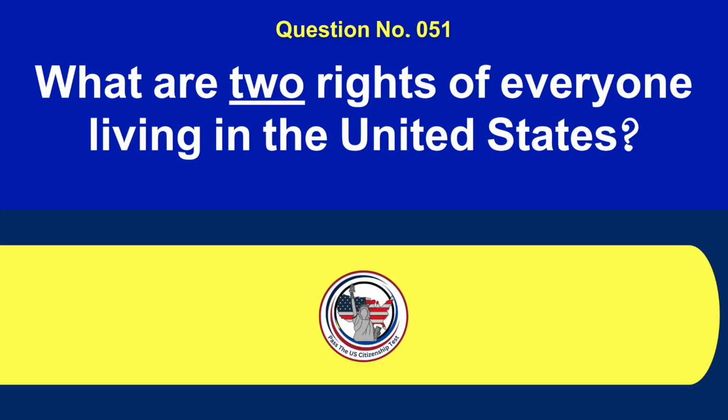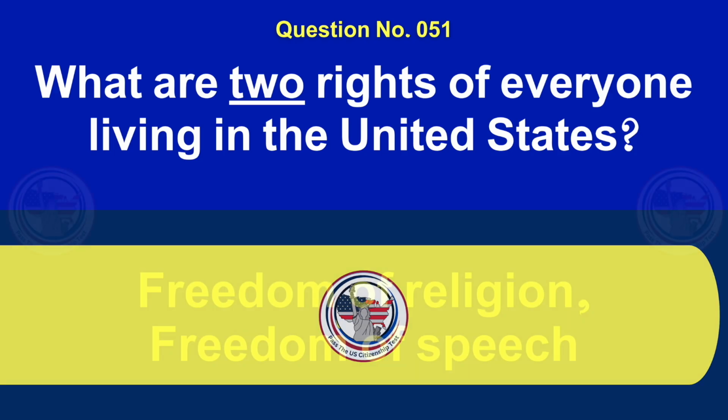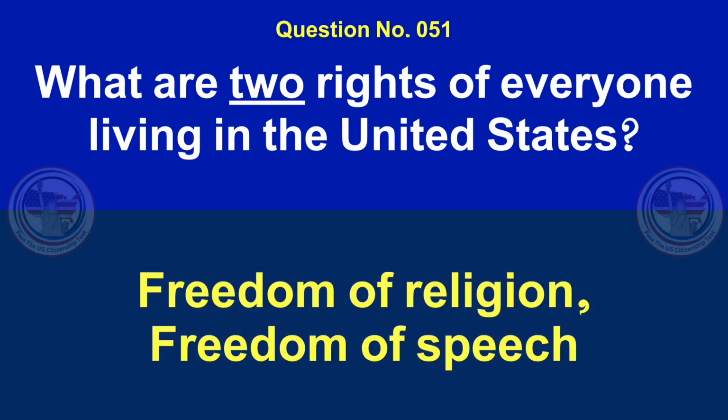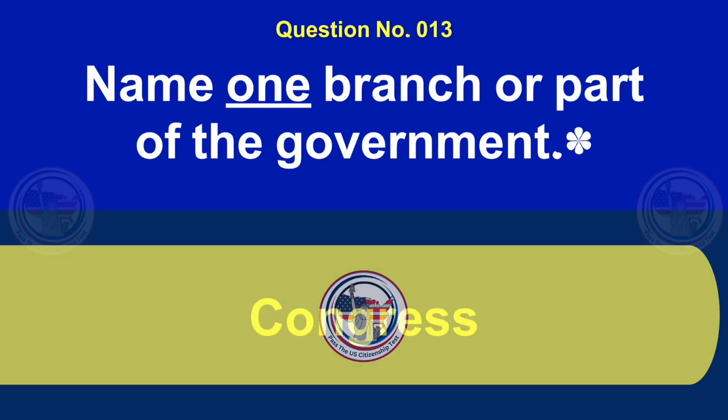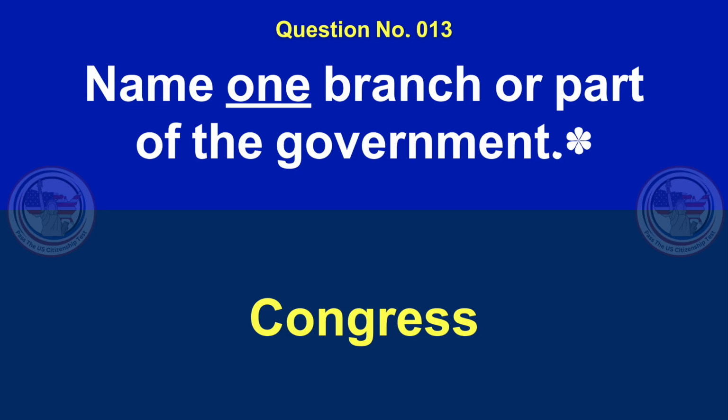What are two rights of everyone living in the United States? Freedom of speech. Freedom of religion. Name one branch or part of the government. Congress.